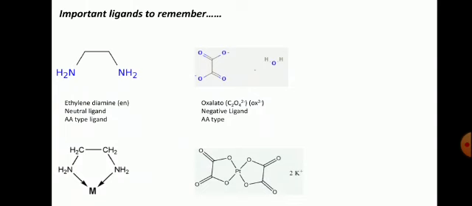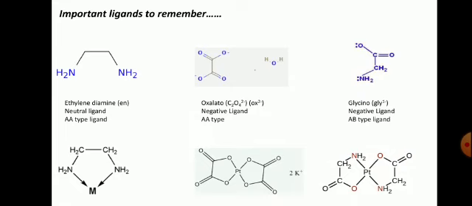The other ligand that you need to remember is glycino. Now, this is nothing but a combination of the first two. You can take one half of ethylene diamine and the other half of oxalato and join them together, and what you will get is glycino. We call this an AB type ligand, as here both the donor atoms are different. One is oxygen minus and the other one is nitrogen. This is a negative ligand. However, it has only one minus charge because of one negative oxygen. Oxalato has 2 minus charge because of 2 negative oxygens.